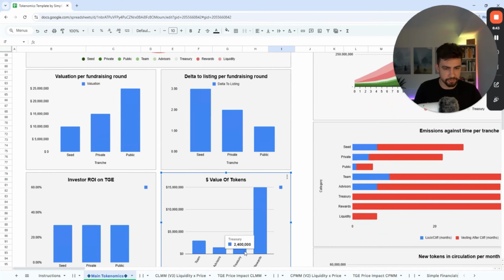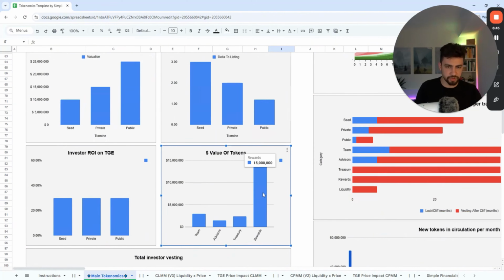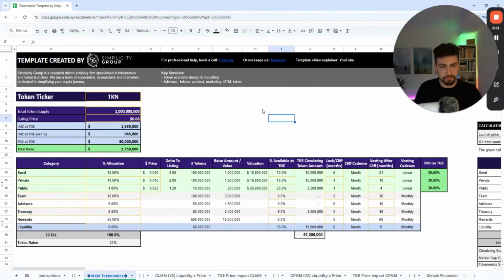And this just explains the value of the tokens, not for investors, but just for the other tranches. Obviously, the rewards tranche has the majority of the value, which is good. Now, this is the main bulk of it. Over here in the next kind of sheets, this is where we calculate the liquidity.